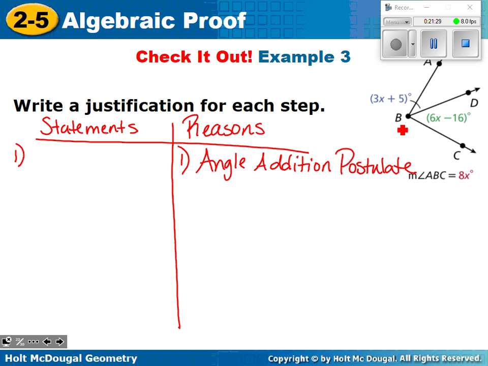So what is one part in the picture? Okay, so that's our given. That's something we'll list in a minute. But right now we're trying to write the angle addition postulate that says part plus part equals whole using the names of the angles.